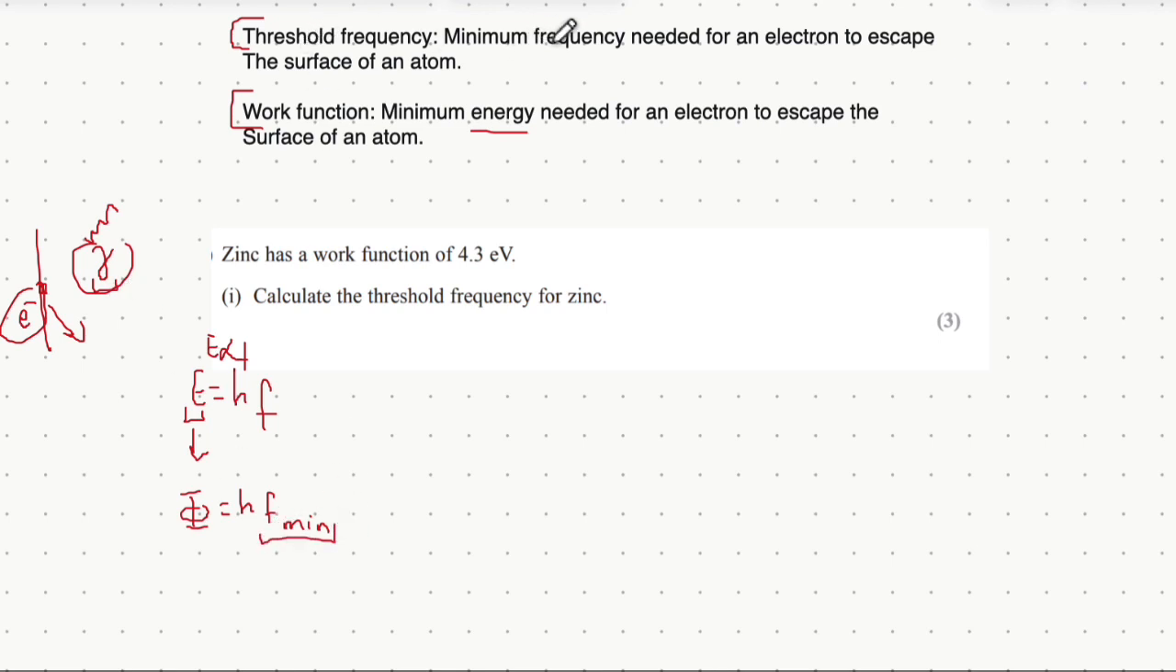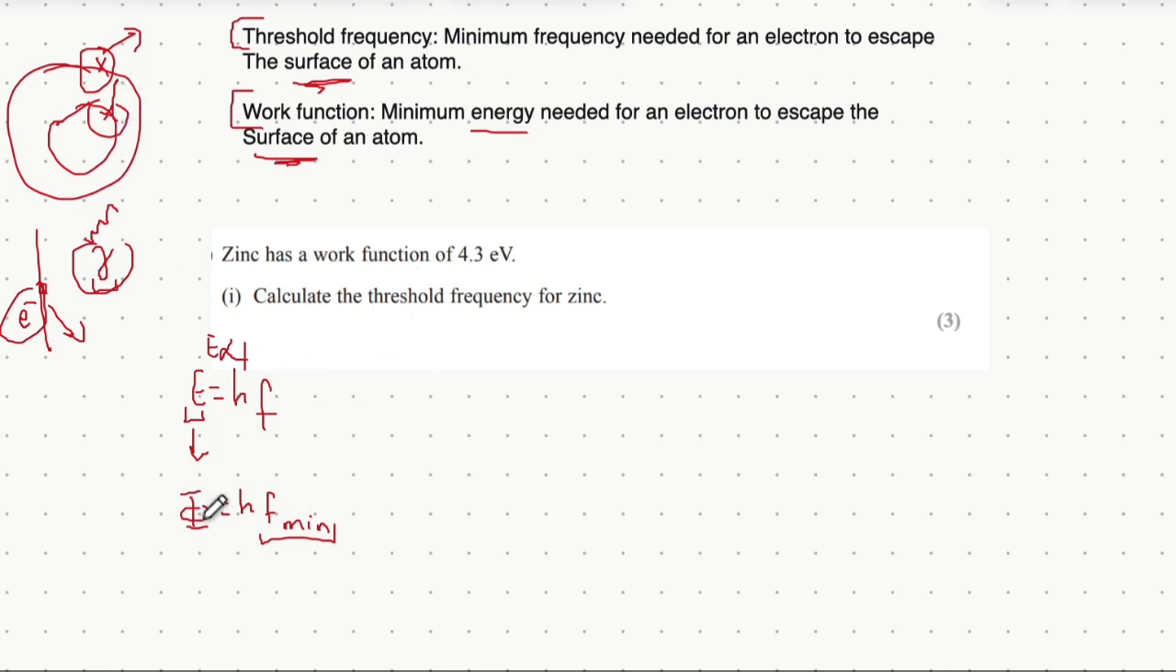So it says the minimum frequency that's needed for the electron to escape the surface of an atom. It's very important that you include the surface of an atom, because if we think about outer shells, the work function is the energy for this electron to be emitted and not this electron, because this electron needs to gain extra energy before it can even be emitted to excite, but excitation is a whole other topic.